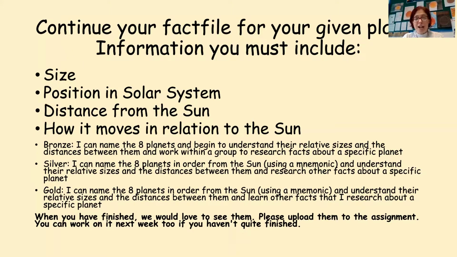So bronze, you can name the 8 planets and begin to understand their relative sizes. And obviously we're not working within a group, so you're doing that yourself. Name the 8 planets in order from the sun for silver as well, and their relative sizes between them. And again, research other facts about a specific planet. And gold, the extra bit on gold is to learn the facts that you find out, so to try and remember some of them and be able to recall them without having to read them again.